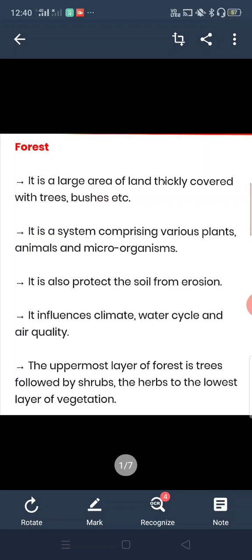Forest is a large area of land thickly covered with trees, bushes, etc. It is a system comprising various plants, animals and microorganisms. It also protects the soil from erosion. It influences climate, water cycle and air quality. The uppermost layer of forest is trees, followed by shrubs, then herbs, the lowest layer of vegetation. So dear students, these are some of the characteristic features of forest.